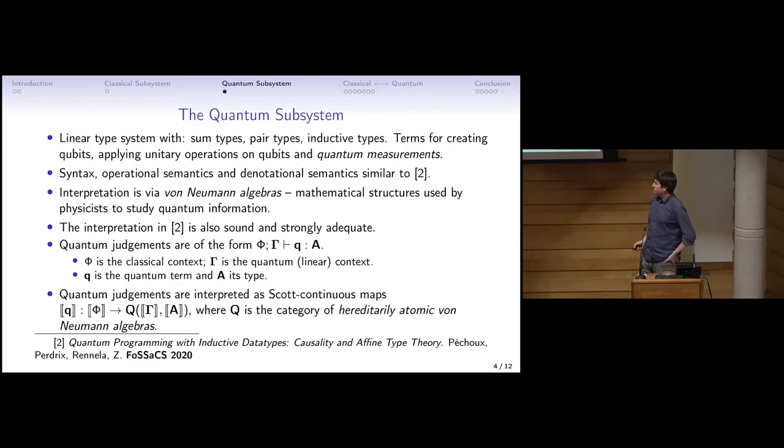And now we interpret those judgments as Scott continuous functions from the interpretation of the nonlinear context into a category Q, which is the category of hereditarily atomic von Neumann algebras, which is a nice subcategory of von Neumann algebras that we have identified. Here we interpret this into the hom-set, which has nice structure as we shall see soon, from gamma to A. So this essentially means that this is a space of quantum operations from gamma into A that we can talk about in more detail later. All right, so we already see that we can view this as a bunch of quantum operations which have been parameterized by some classical information on the left.